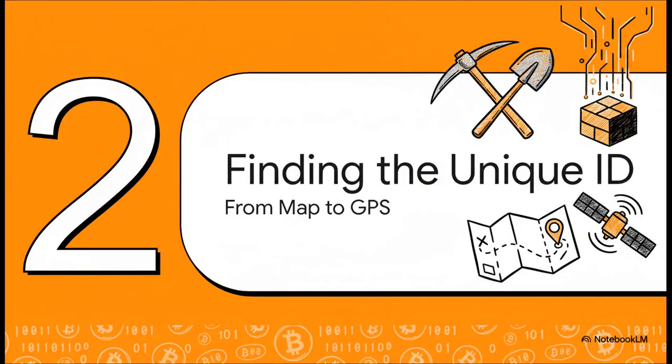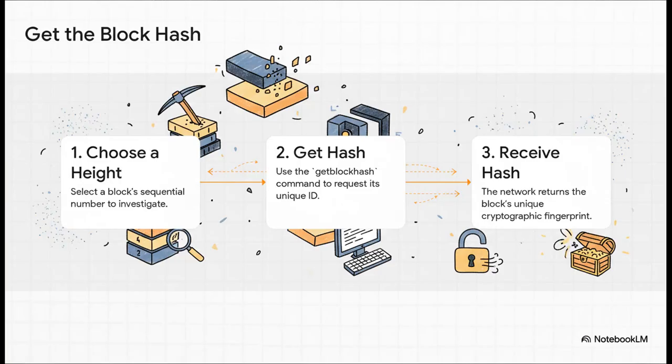So let's do it. Let's go from that general map to the precise GPS coordinate. We have the chapter number in mind. Now we just need the unique identifier that's going to lead us right to our artifact. And you know what? The process is surprisingly simple. First, we just pick a block height.